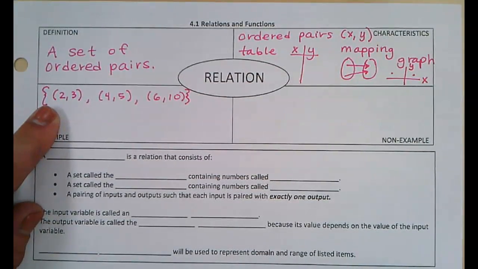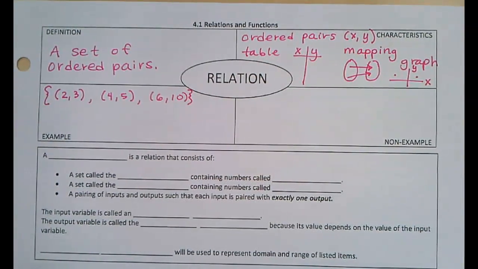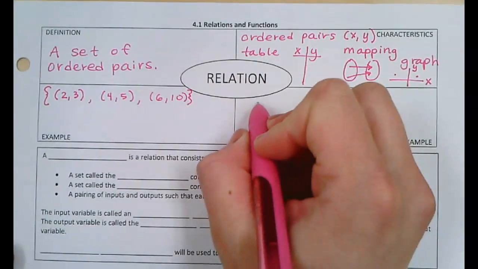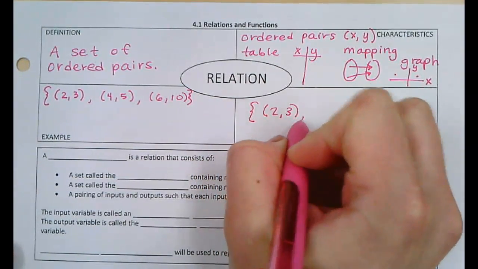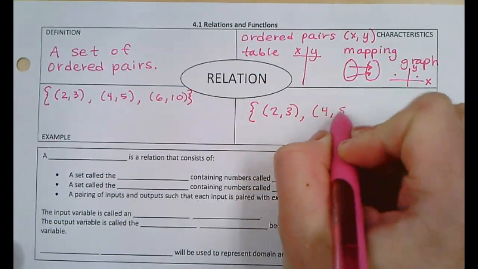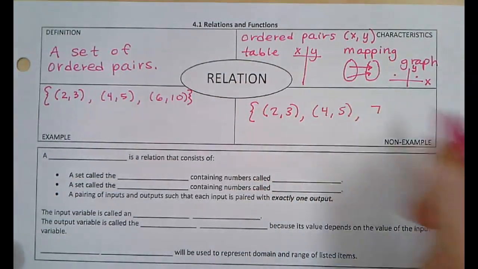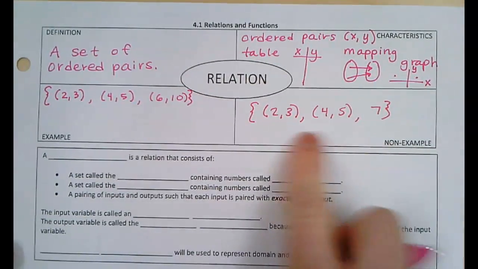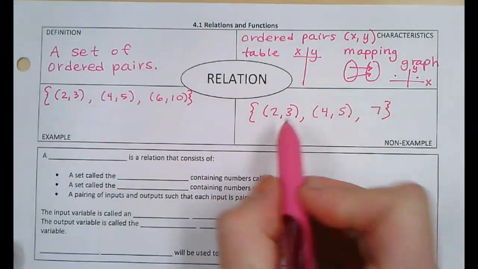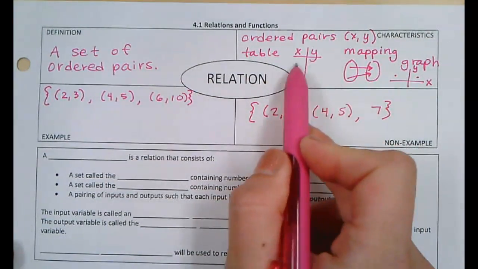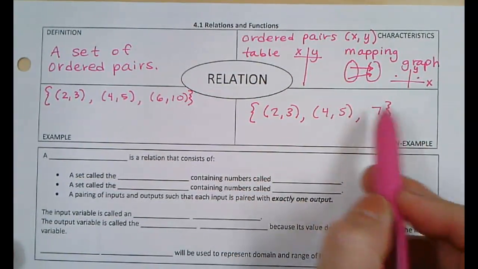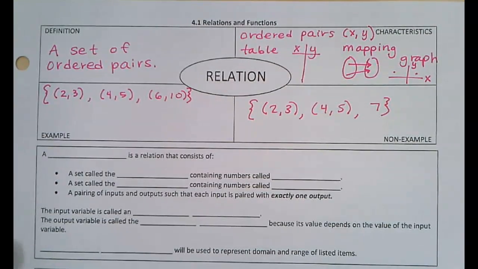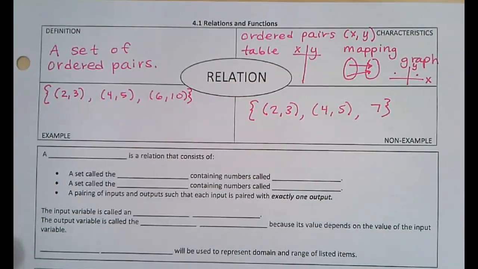actual graph. A non-example of a relation would be something like, given some ordered pairs of 2, 3, 4, 5, and a single term 7. This would not be a relation because we have here some ordered pairs that could be listed off as our table, our mapping, and our graph, but 7 would not be mapped to anything. So that would kind of be like a non-example of a relation.